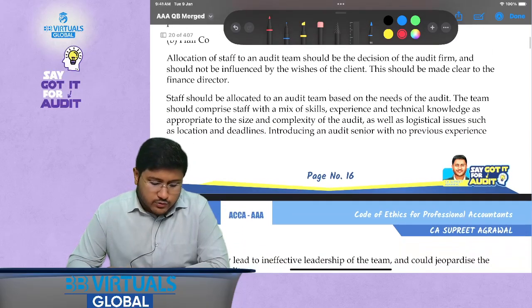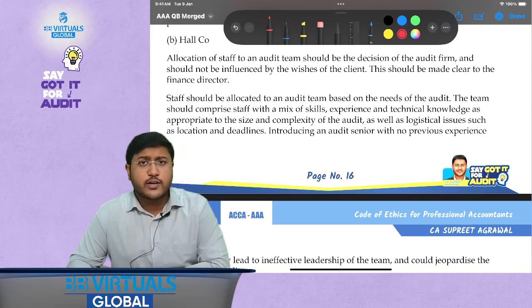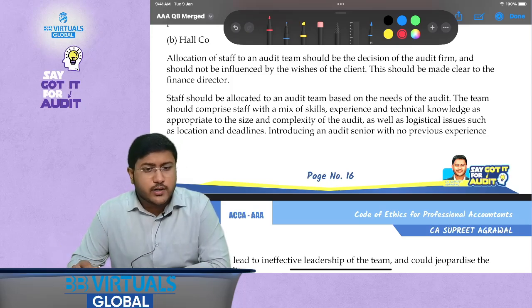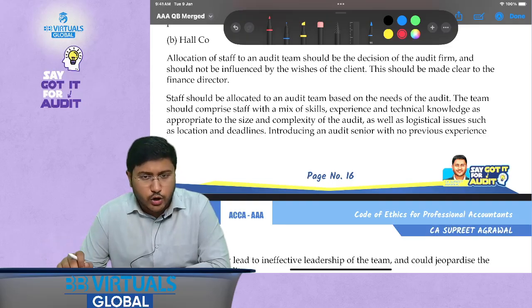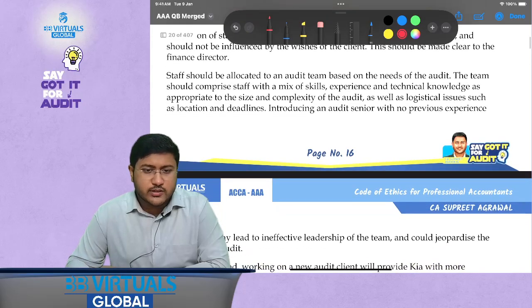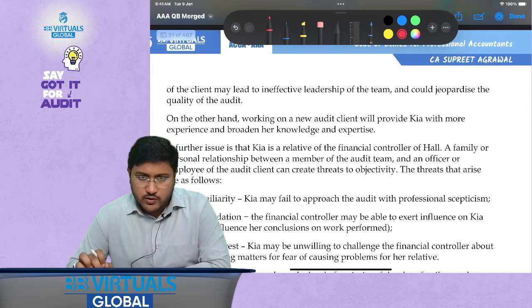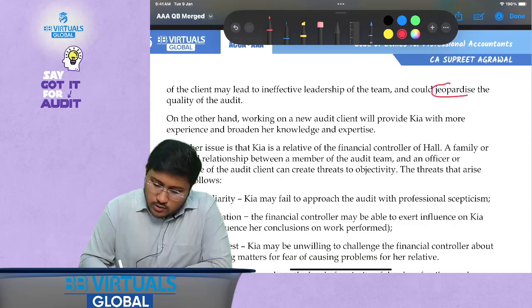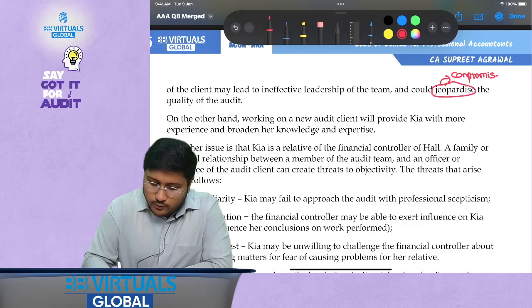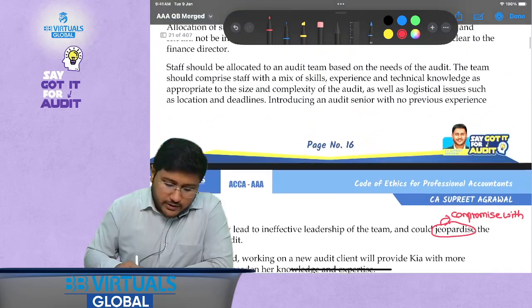First of all, staff should be allocated to an audit team based on the needs of the audit, the expertise required, the seniority required. The team should comprise staff with a mix of skills, experience and technical knowledge as appropriate to the size and complexity of the audit, as well as logistical issues such as location and deadlines. Introducing an audit senior with no previous experience of the client may lead to an ineffective leadership of the team and could jeopardize the quality of the audit. Jeopardize as in compromise with, right? Compromise with. So you have to mention this line, okay?